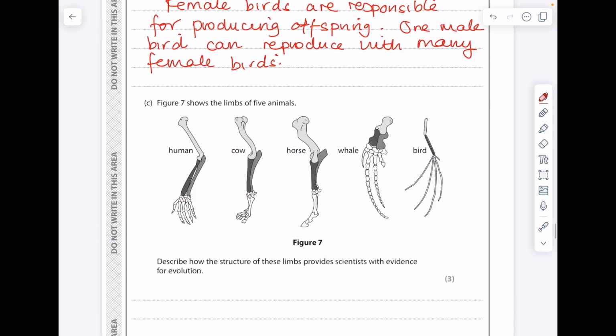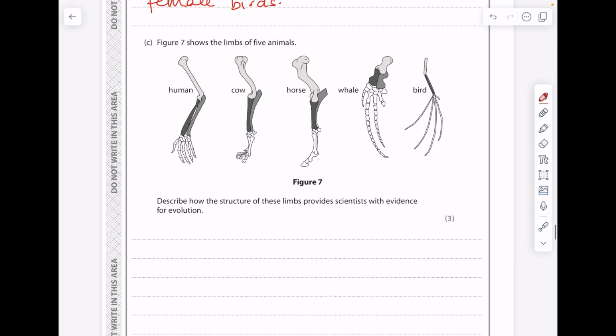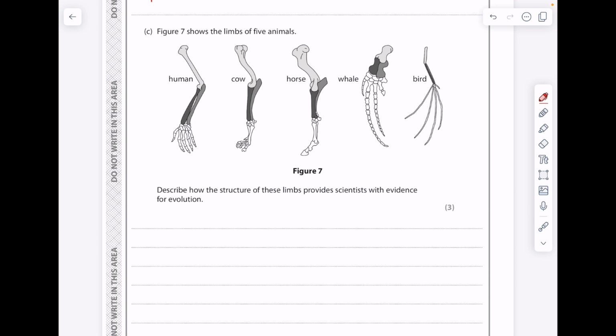Figure 7 shows the limbs of 5 animals. Describe how the structure of these limbs provides scientists with evidence for evolution. Remember, this is called the pentadactyl limb. Penta meaning 5. Because they all have that pentadactyl limb, it indicates that they had a common ancestor with a similar pentadactyl limb structure. And then the structure has been adapted based on the different function it needs to have. So in whales, it needs to swim. Horses, they need to run away from predators.